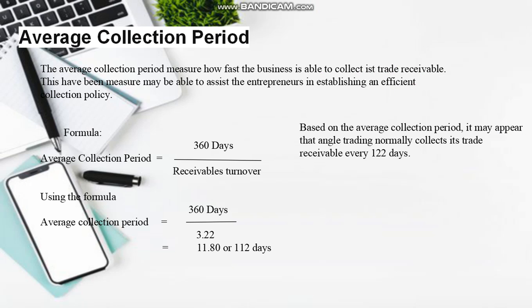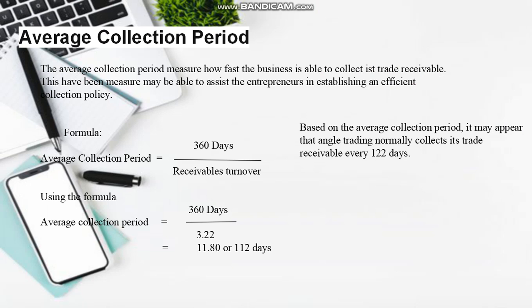Now we have average collection period. The average collection period measures how fast the business is able to collect its trade receivable. So in here, what really matters is the speed of how fast a specific company can collect its trade receivable. This measure may be able to assist the entrepreneurs in establishing an efficient collection policy.